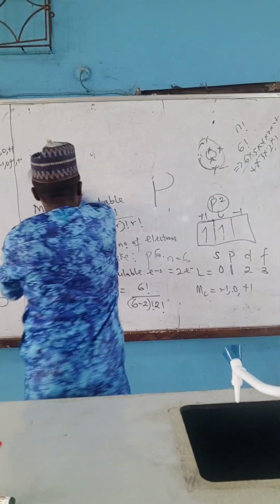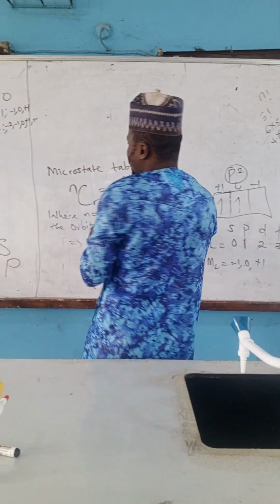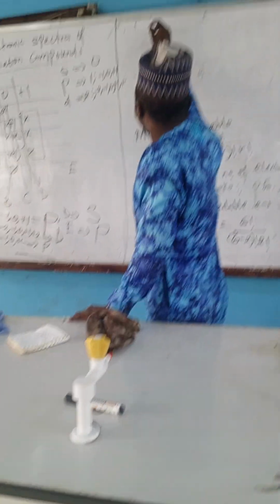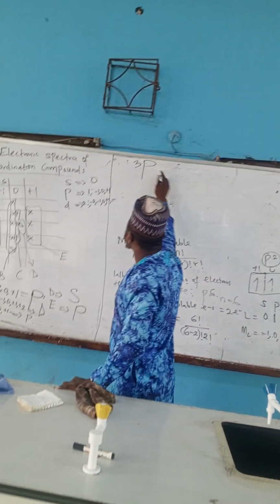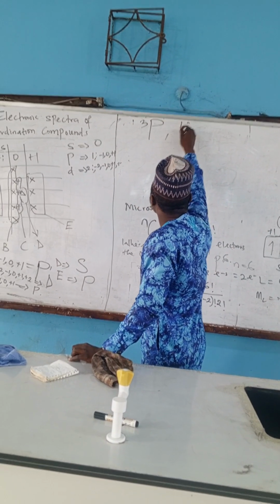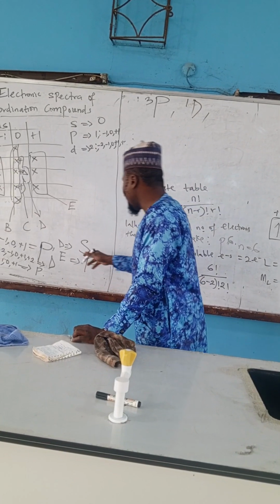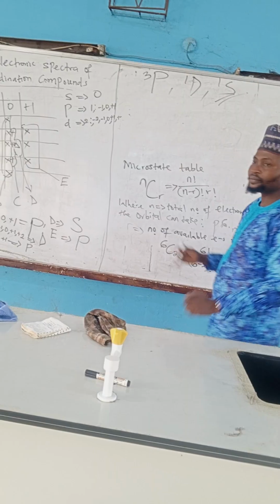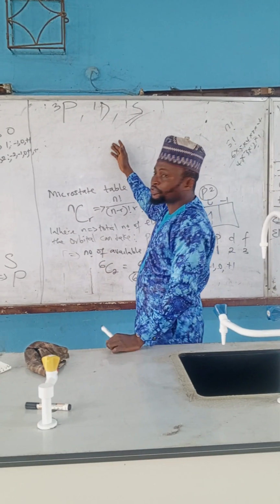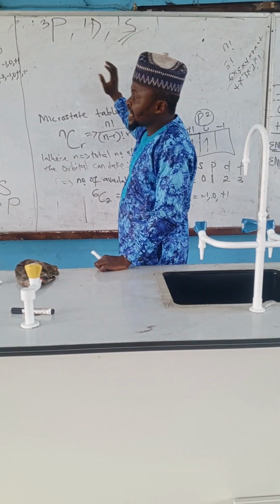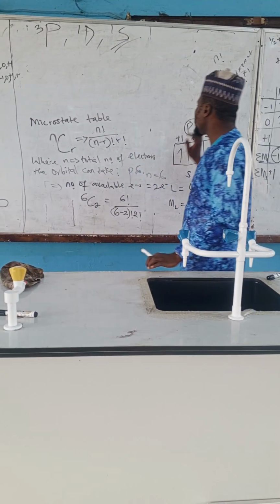Invariably, the spectroscopic term that we are looking for: how many P? We have 1, 2, 3. The multiplicity, the number of times it appears, 3P. How many D? 1D. How many S? 1S. So that is our answer. Those are the various spectroscopic terms that can be formed for this configuration.